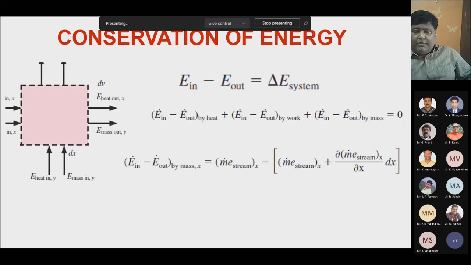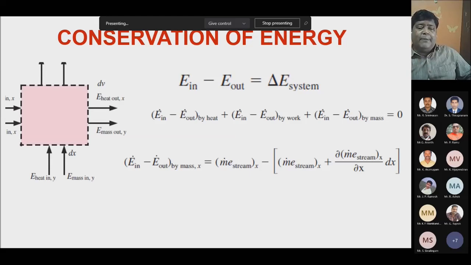So E in minus E out by mass: the energy entering by mass is m dot into E, where m dot is the mass entering the system and E is the energy per unit mass. E is the enthalpy per unit mass. So if 1 kg of air is coming, E represents its energy. And m dot tells you how much mass enters in 1 second. Say 10 kg can enter in 1 second, and E tells you the enthalpy for 1 kg of air. So m dot into E tells you the total energy entering the stream.